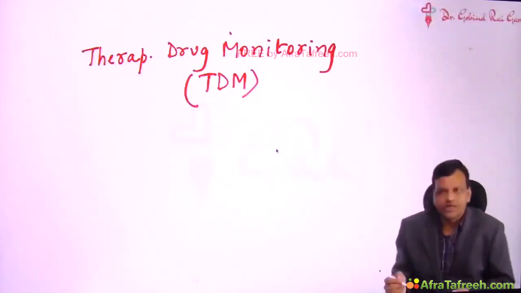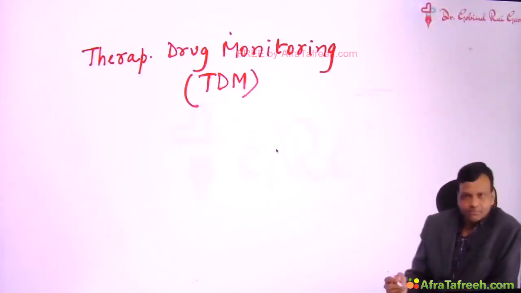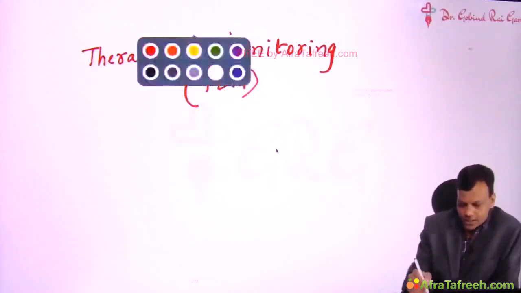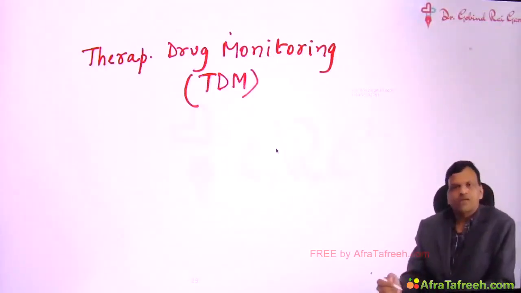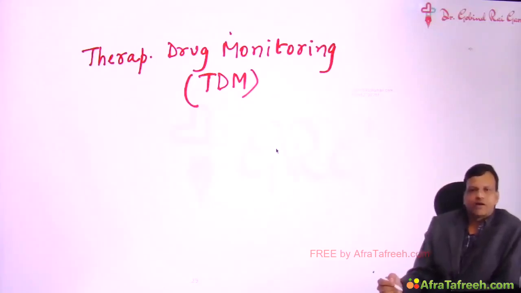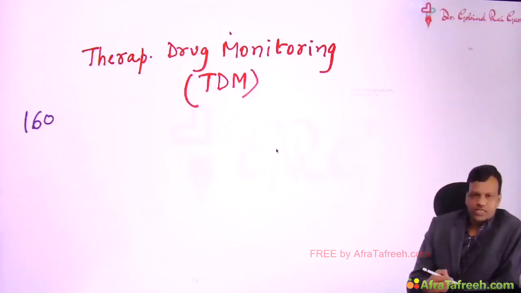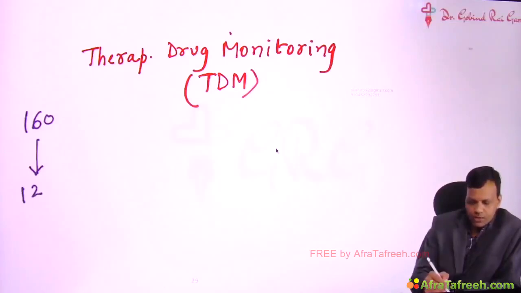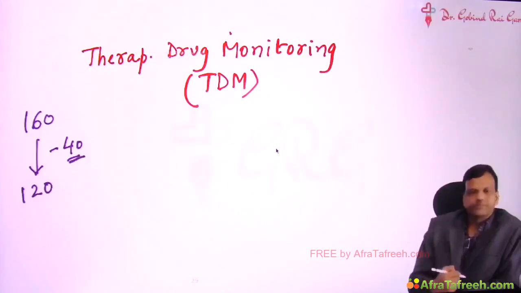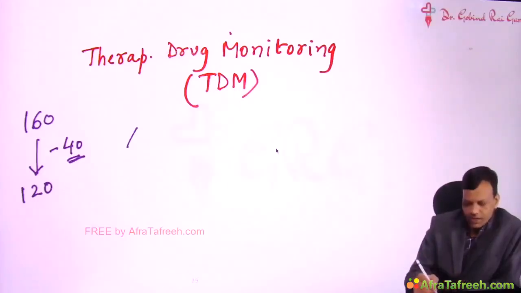Before going to therapeutic drug monitoring, or TDM, the first thing we need to understand is how we normally monitor the effect of a drug or simply adjust the dose of a drug. Take an example: we have a person who has a blood pressure of 160 millimeter of mercury and we want to reduce this to 120 millimeter of mercury. That means we want to reduce 40 millimeter of mercury. For this, normally we give drug A in a dose of 10 milligram.